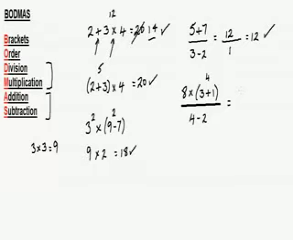So 8 fours are 32. And then underneath, 4 minus 2 is 2. So now we've got a single number on the top, a single number on the bottom. So 32 divided by 2 is 16. So that's our final answer.